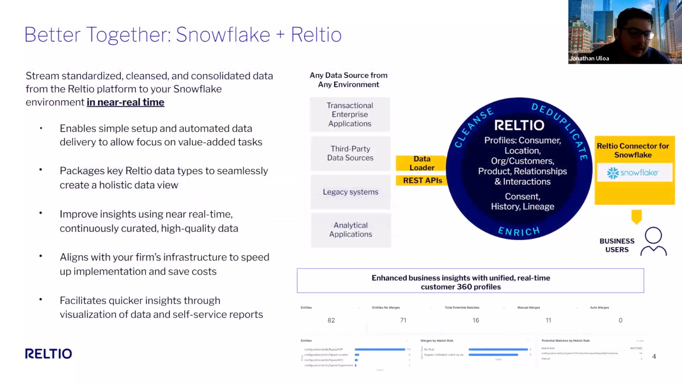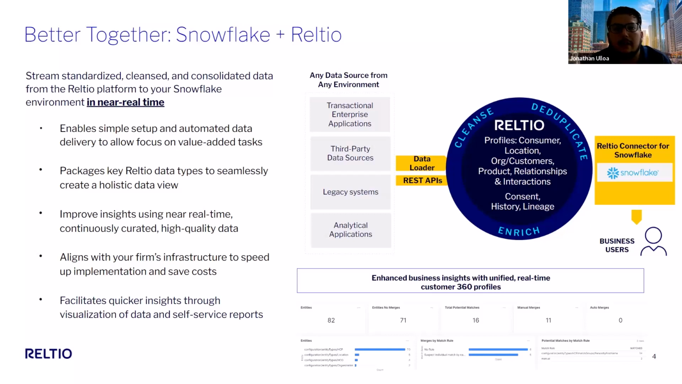And so this slide, there's a lot going on in the slide, though. What I wanted to cover here is a more tactical view of how the Snowflake connector works. So when you think about the Reltio platform, there's lots of integration points in terms of how you can load your data. You can use the data loader, a bunch of REST APIs to be able to get data from legacy systems, from third-party connectors, from other enterprise applications, whatever have you, right? Reltio does its magic, cleans that data up, deduplicates it, enriches it, and then it gets exported out to Snowflake.